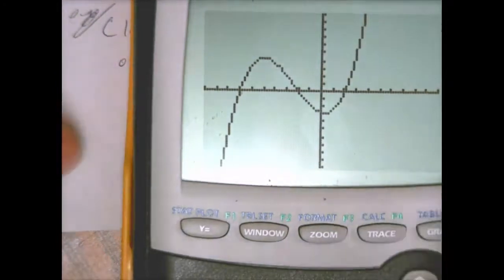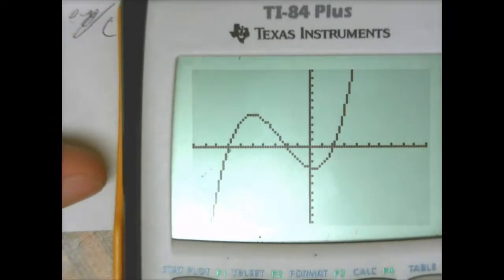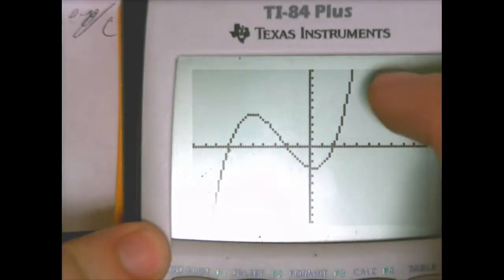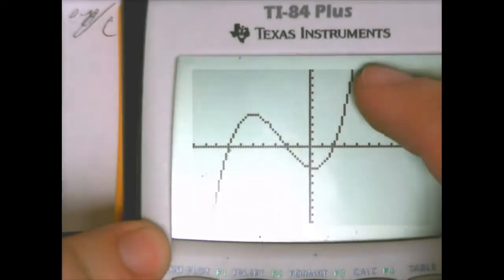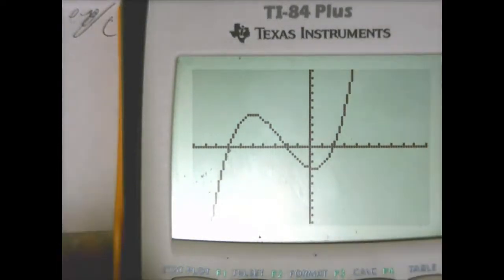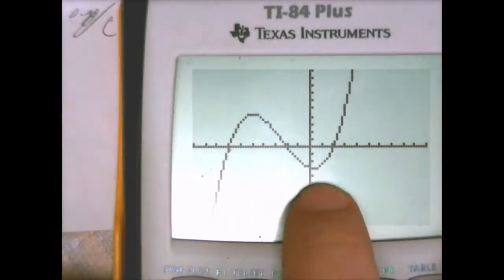So since it is asking for the extrema of the function, that's talking about relative minimum, relative maximum, things like that. Since this goes to negative infinity in this direction, and it goes to infinity in this direction, I will not have any absolute maximum or absolute minimum. But what I will have is a relative maximum right there and a relative minimum right there.